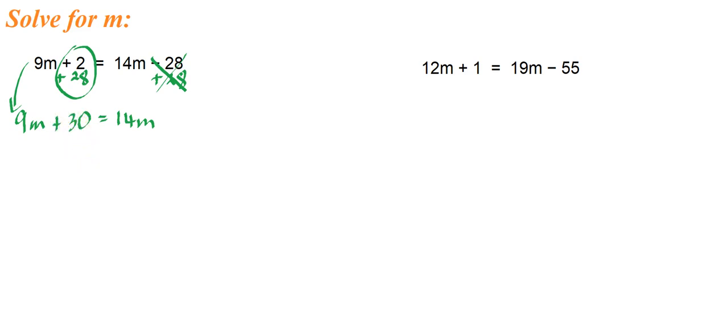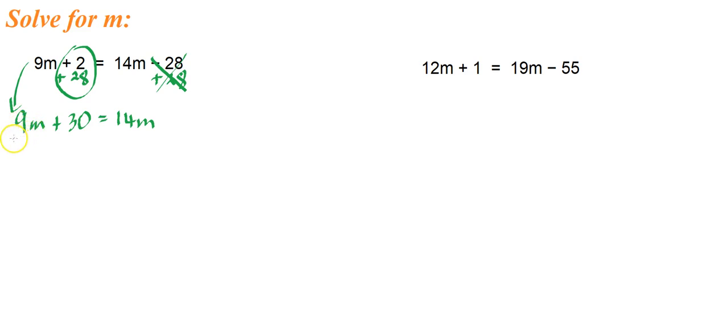Next step. We've now got constants on one side only, which is what we want. We now need to make sure we can get the variable, the m, on its own on one side. So again, we look at the terms. We've got 9m and 14m. We want to cancel out the term which is of the least value. In this case, it's 9m, because 9m is smaller than 14m.